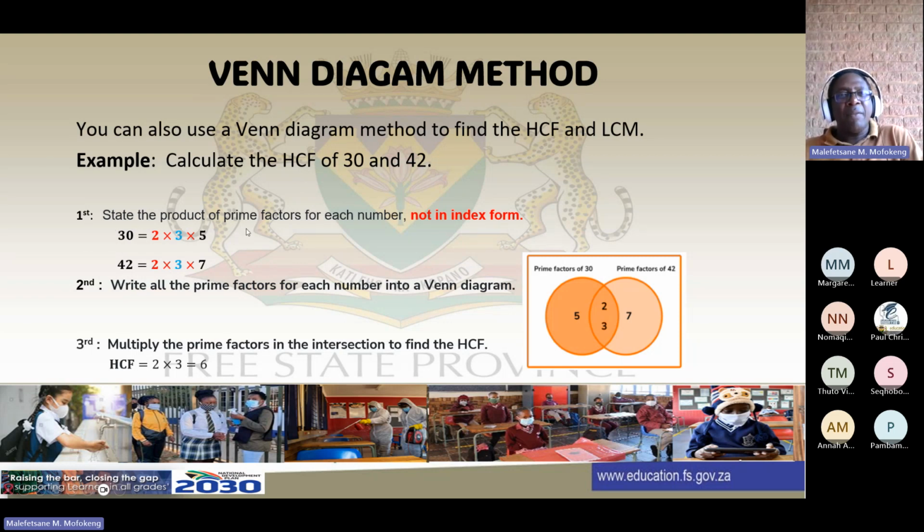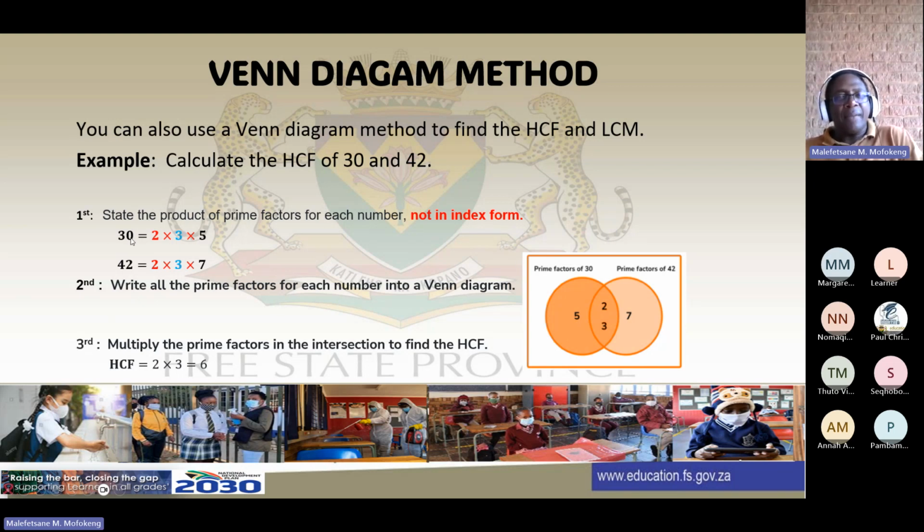the product of prime factors for each number, not in the index form. Now 30 is equal to 2 by 3 by 5, and 42 is 2 by 3 by 7. That is the prime factors of each number. Number two, write all the prime factors of each number into a Venn diagram.